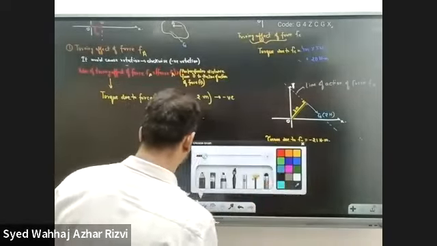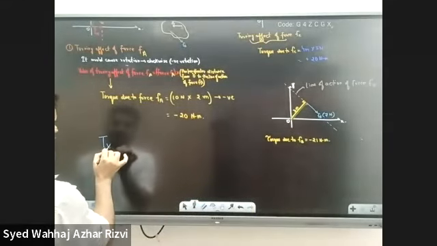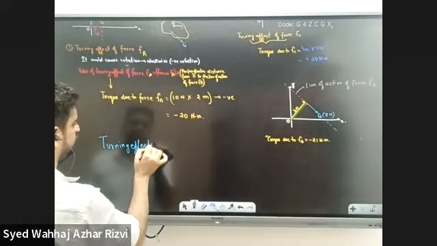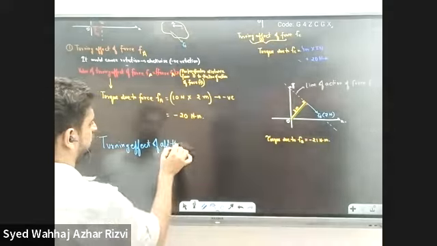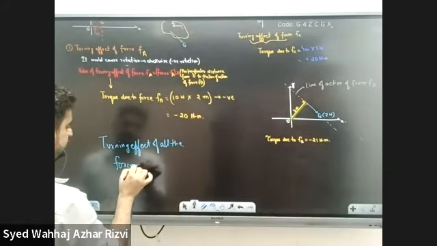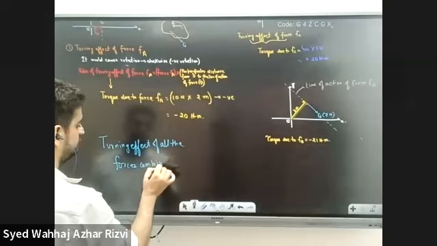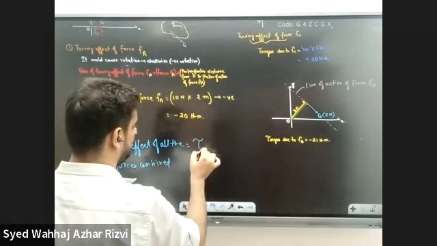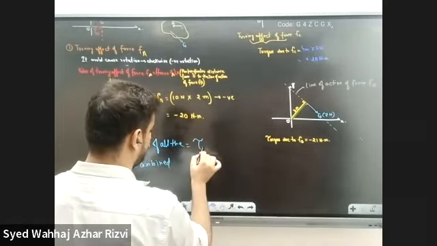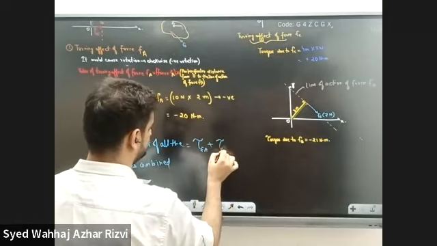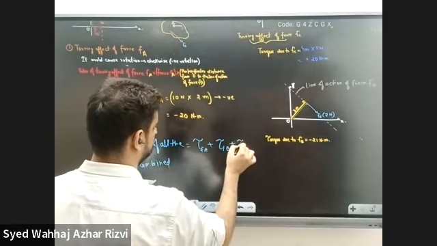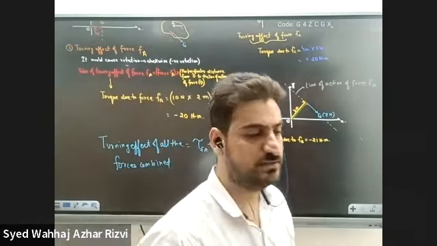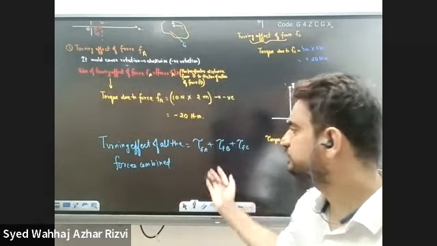Okay. Turning effect of all the forces combined. So what do we write? Torque due to FA, plus torque due to FB, plus torque due to FC. That's what we would have to write. We would have to add up all the 3 effects to have the total effect.